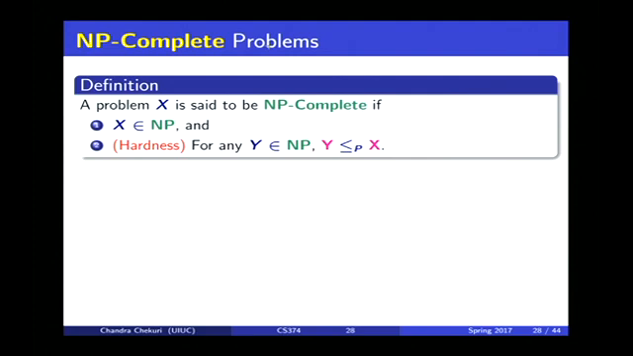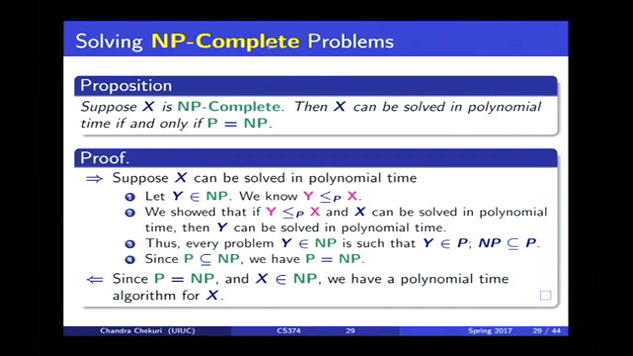So this is what it says. Suppose there is such a problem, suppose there is an NP-complete problem X. Then X can be solved in polynomial time if and only if P equals NP. If it can be solved in polynomial time, everything can be solved in polynomial time and NP will become equal to P. And only if, because if it cannot be solved in polynomial time, then clearly P is not equal to NP. So this is a notion that this is a very hard problem. If you can solve it, that's it. You can solve everything in NP.